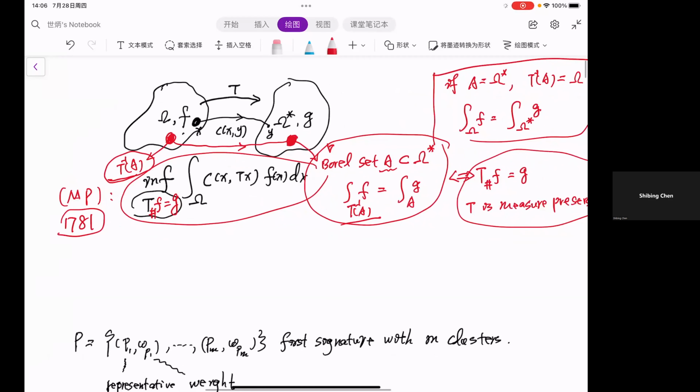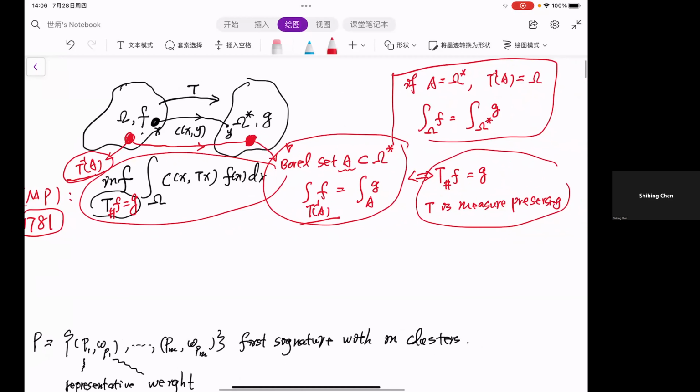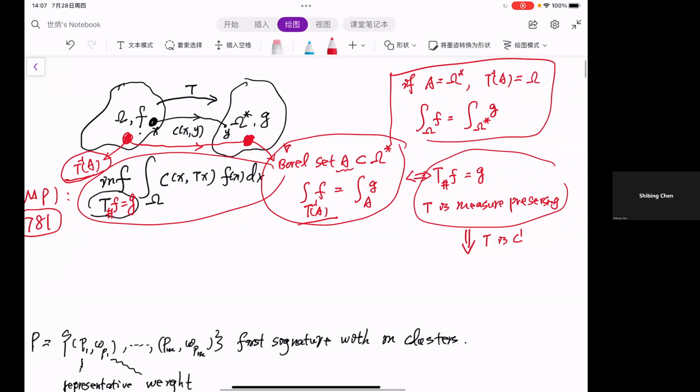So also one more thing is that this formulation, if you are very familiar with probability, it's okay. But if you are not very familiar, then the condition T sharp F equals G can be written in a different way. For example, if you are lucky, T is C1, then this condition is quite easy to write down. Just compute the Jacobian of T, the determinant of dT. This is the differential of T, and this determinant is a matrix depending on the location, and just equals f(x) over g(T(x)).